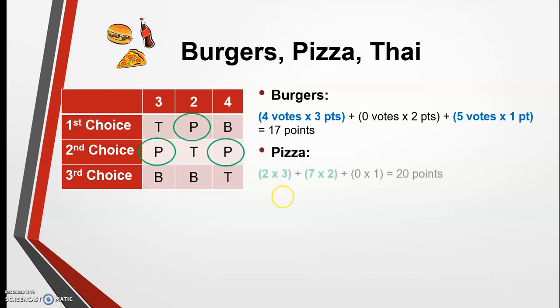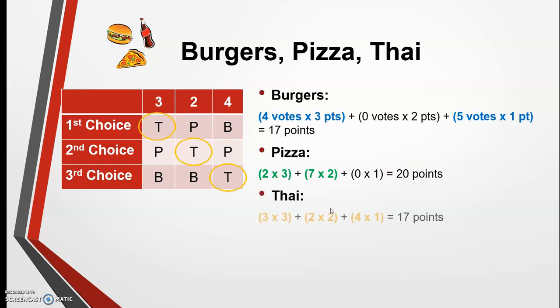Now let's look at pizza. Pizza had 2 first place votes, so we do 2 first place votes times 3 points per vote, plus 7 second place votes, so 7 votes times 2 points per vote, plus 0 last place votes, so 0 times 1 point per vote. So 6 plus 14 plus 0, or a total of 20 points.